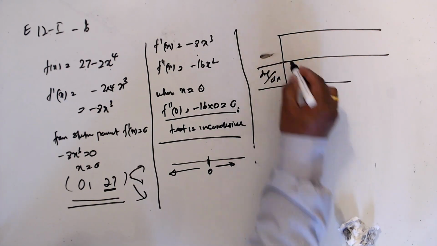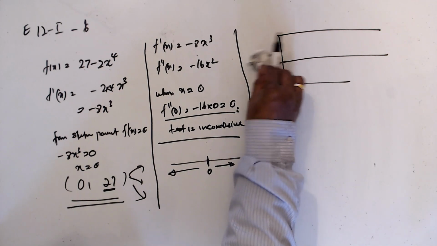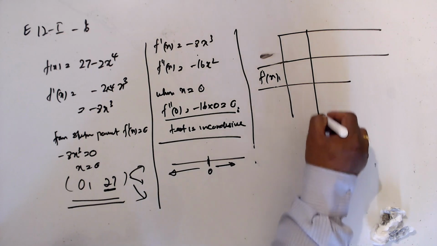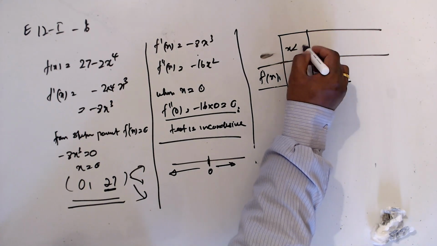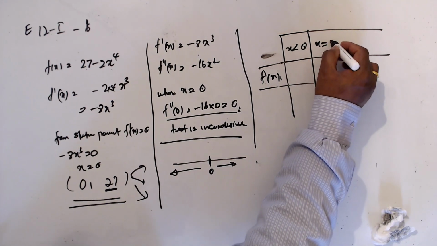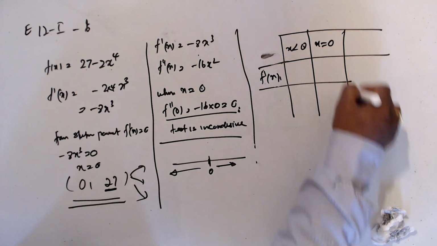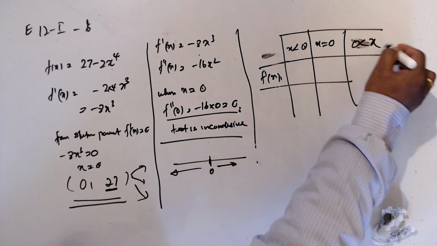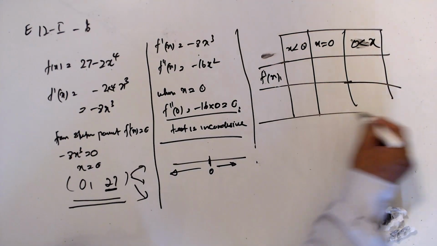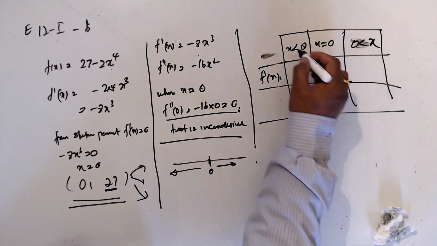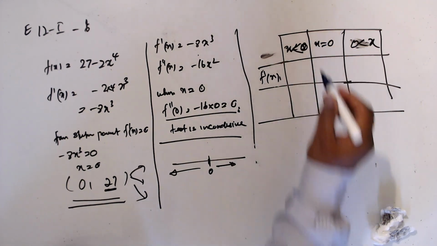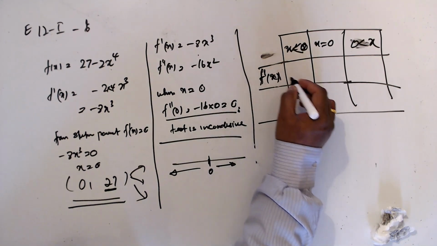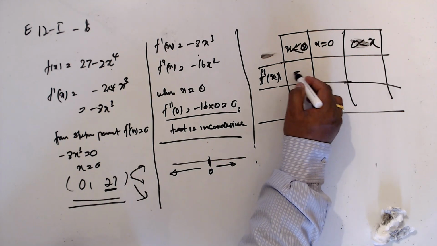By dx, now it is f dash x. So I will stay with this one, f dash x. x less than 0, x equal to 0 and x greater than 0. So at this point, x less than 0, f dash x, this is negative.